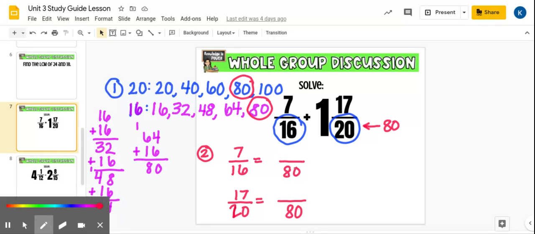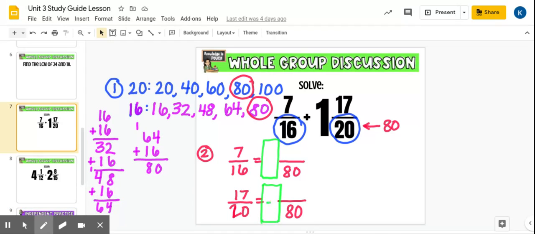Okay, so let's use our giant 1. And we go, 16 times what gives me 80? If I don't know that right away, I can go 1, 2, 3, 4, 5 times 5. Remember your giant 1, both numbers have to be the same. 7 times 5 is 35. And then 20 times 4, giant 1, both numbers have to be the same. I'm not sure what 17 times 4 is off the top of my head, so I'm going to multiply it out. 68.